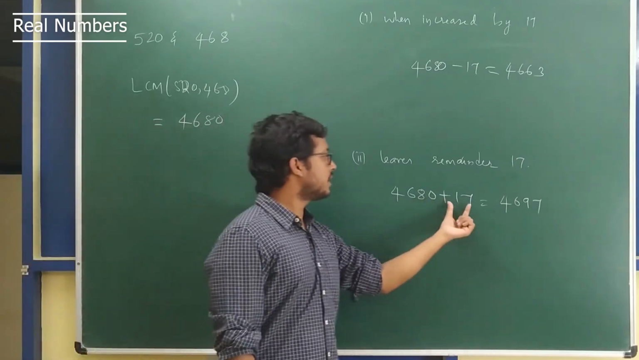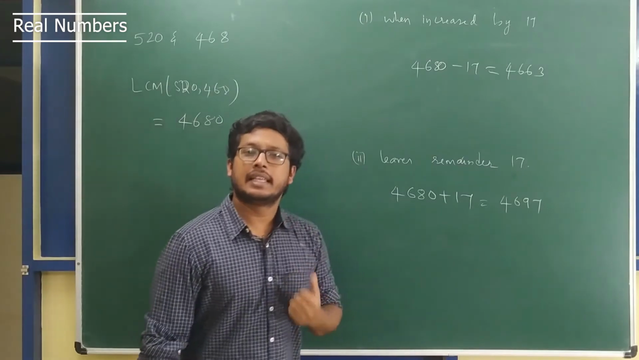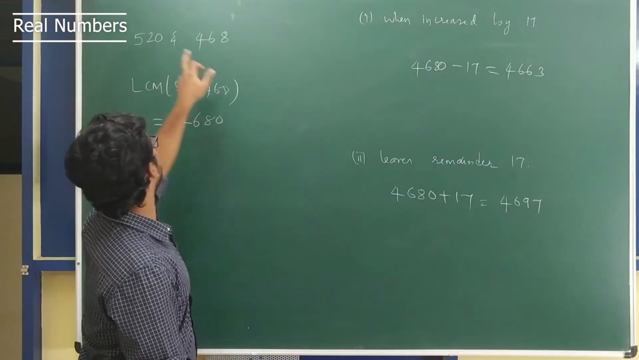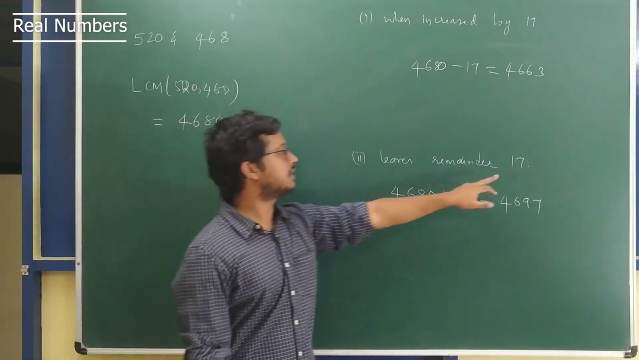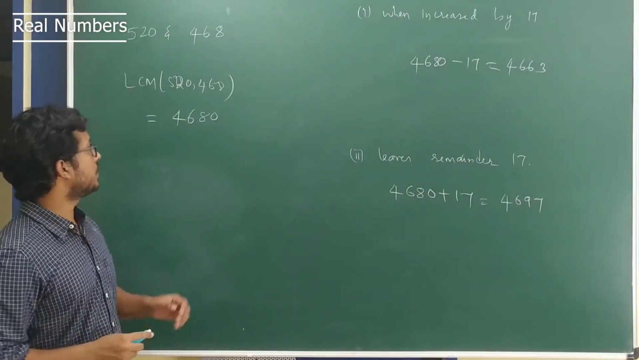Therefore, we add that number. So 4967 is the least number that is divisible by both these two, leaving the remainder 17. Let's see another way to solve this one.